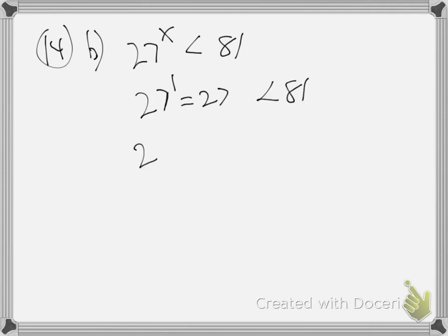On 14b, it was 27 to the x less than 81. So 27 to the 1 is just 27. That's less than 81. 27 to 2 is already bigger, isn't it? Whatever, it's too big. So x can be what? Less than or equal to 1. So just do all those with your calculator. Does that make sense? Just find the first time when a power goes over, then that's too much, and you got to be less than that. So less than or equal to the number right before.